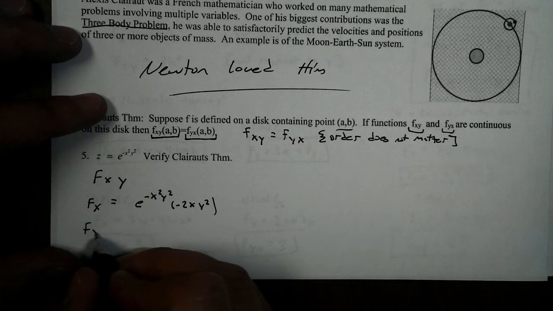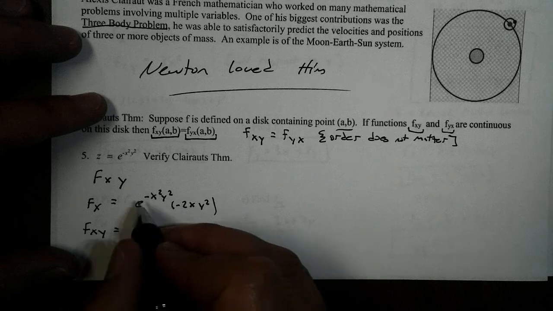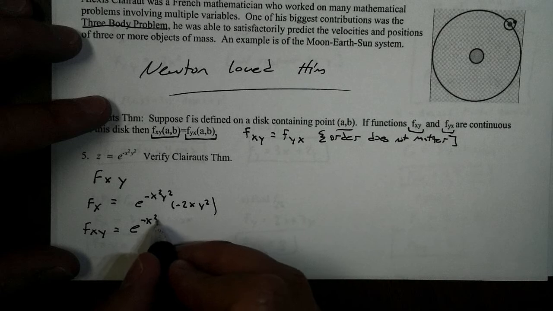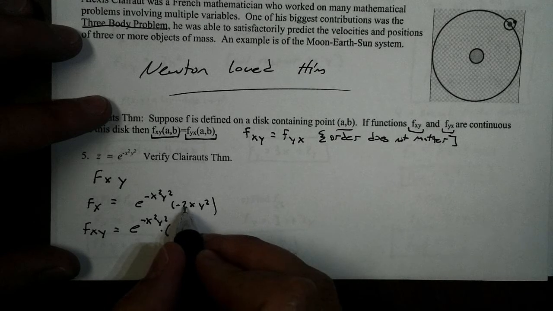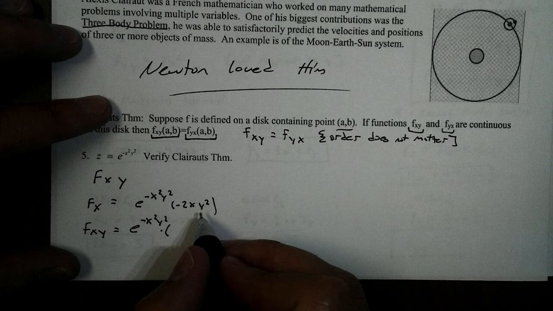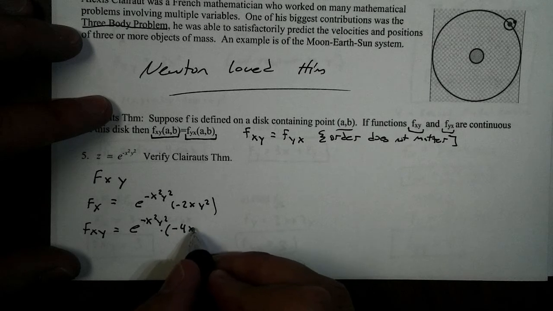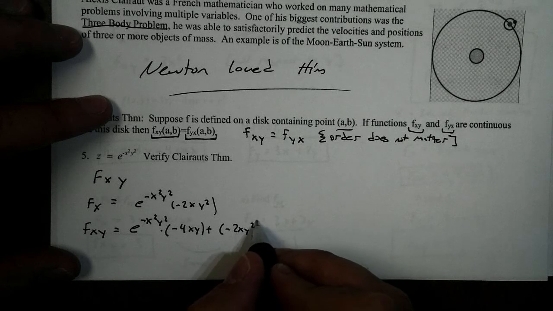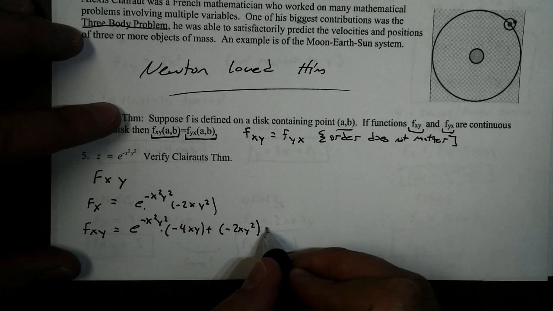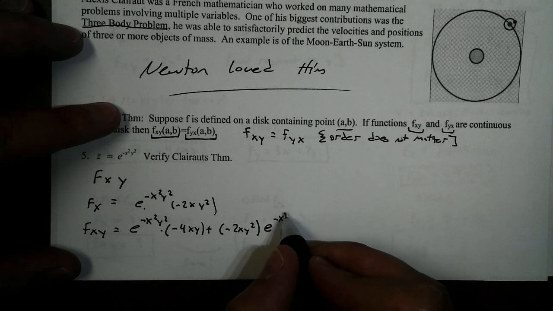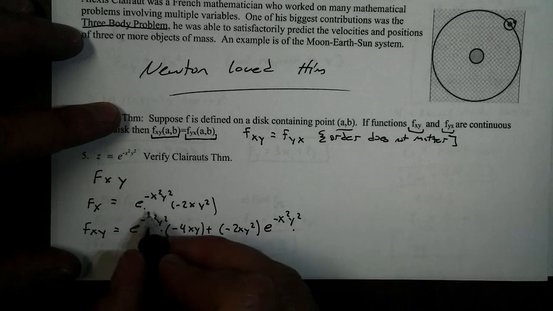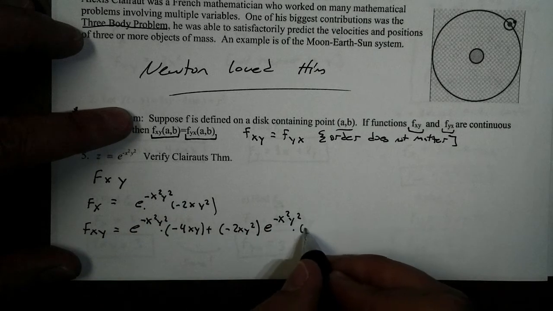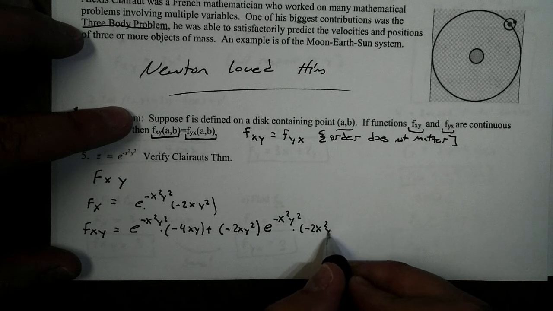If I take the derivative now with respect to y, we do have product rule, so we're going to have the first, e to the negative x squared y squared, times the derivative of the second. We're taking the derivative now with respect to y. We get negative 4xy, plus the second, which is this negative 2xy squared, times the derivative of the first, e to the negative x squared y squared. The derivative of the inside, chain rule, we're taking the derivative with respect to y. We get negative 2x squared y.